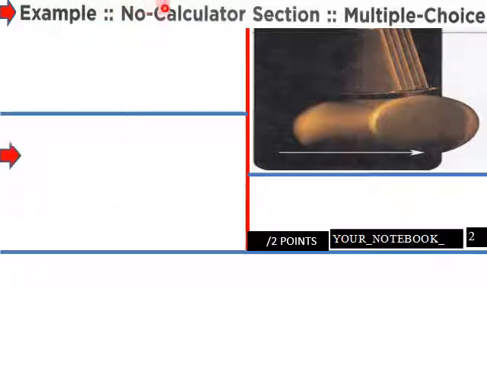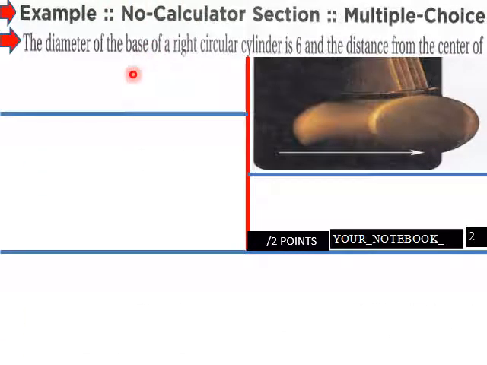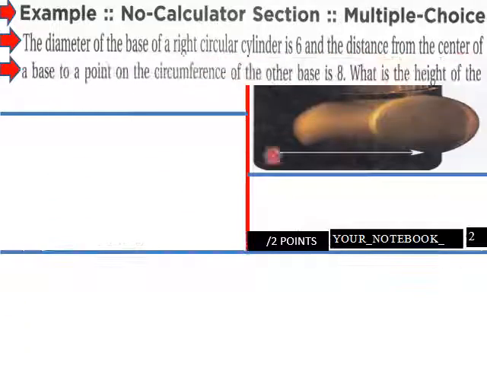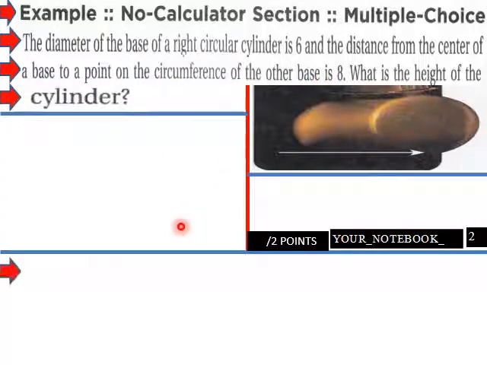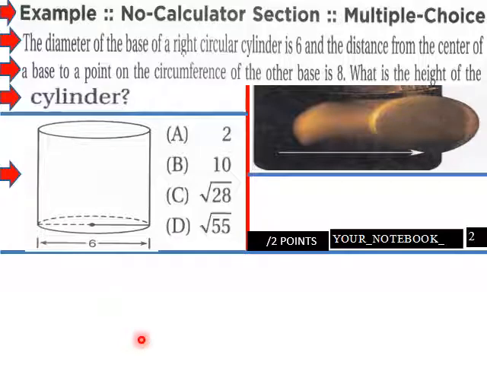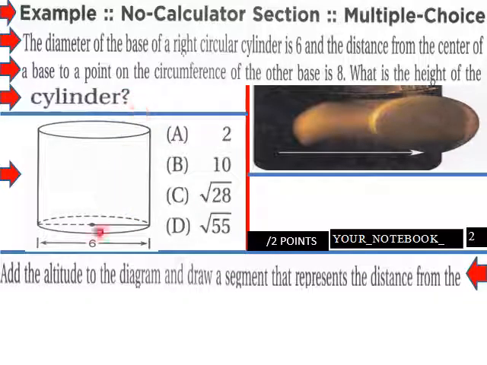Example. No calculator section, multiple choice. The diameter of the base of the right circular cylinder is 6, and the distance from the center of a base to a point on the circumference of the base is 8. What is the height of the cylinder? Here's your cylinder here. You have a diameter of 6. Here are your possible solutions to this problem.